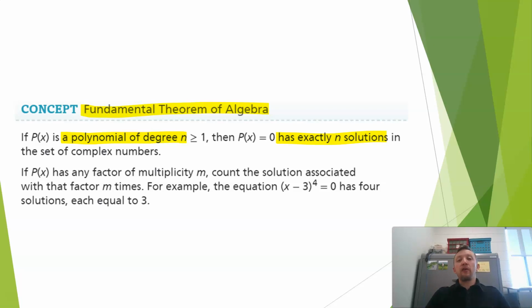Now, that second paragraph there is just kind of a side point, is that if we're dealing with factors, so any factor of multiplicity m, we're going to count the solution associated with the factor m times. So for example, if we have, like they give us there, x minus 3 to the 4th power, that means, so that's not in standard form, so it's not a polynomial in standard form, but it's in factored form, so that polynomial has 4 solutions. Just that each of those individual solutions have the same value of 3. But when it's in standard form, in that first paragraph there, the degree would be n, and that degree tells you how many solutions you have.